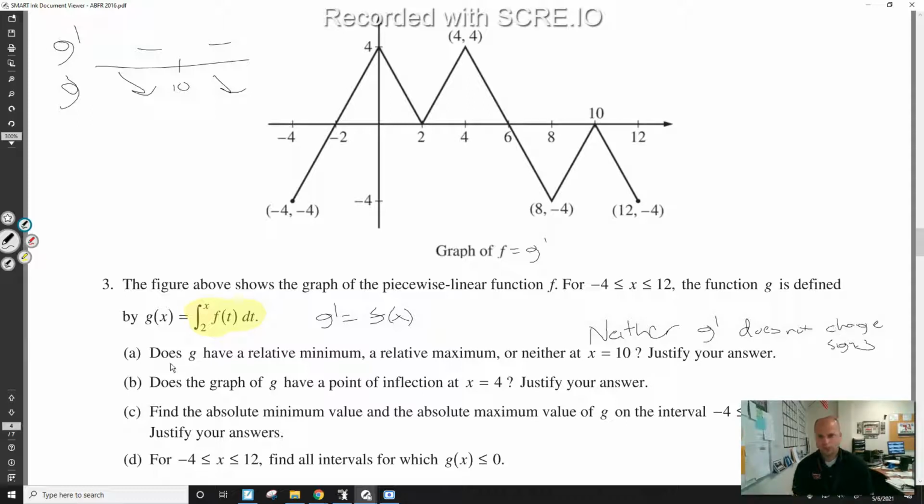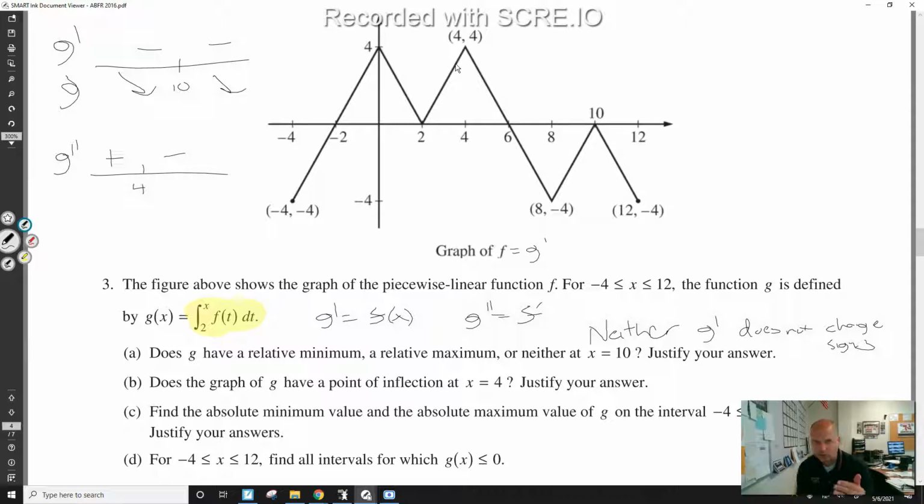Does the graph of G have a point of inflection at x equals 4? We need to look at G double prime. G double prime are the slopes of G prime, or the slopes of F. At 4, the slopes change from positive to negative.